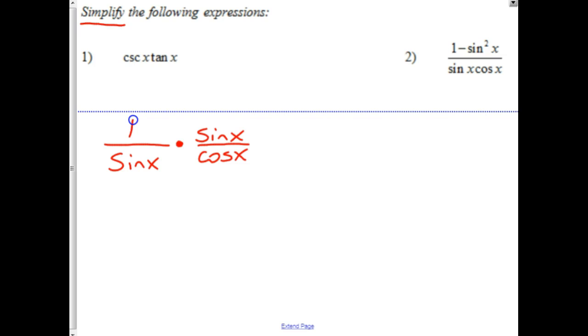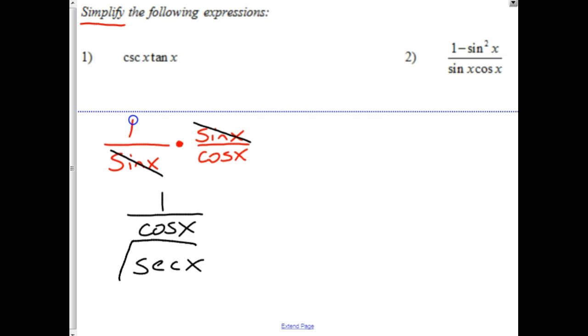Okay? Well, hopefully you guys can see it. I have one sine on the bottom and one sine on the top, so those are going to cancel. And I'm left with 1 over cosine x. Okay? Well, what is 1 over cosine x? That is secant x. And that happens to be one trig function by itself, just like that. And that's our answer. That's how easy these things are going to be.